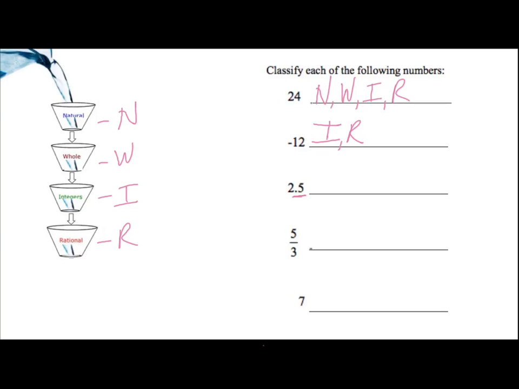Well, this next number has a decimal. Since it has a decimal, there is only one classification it can be, and that would be rational. Now, if that decimal went on forever and didn't have a pattern, then it would be irrational. But this decimal terminates. It ends at 5, so it's rational. We have a fraction here that cannot be simplified into a whole number or an integer, so that means it is rational. The number 7, well, that's definitely a number we would count with, so that means that it's natural, it's whole, it's an integer, and it is rational.